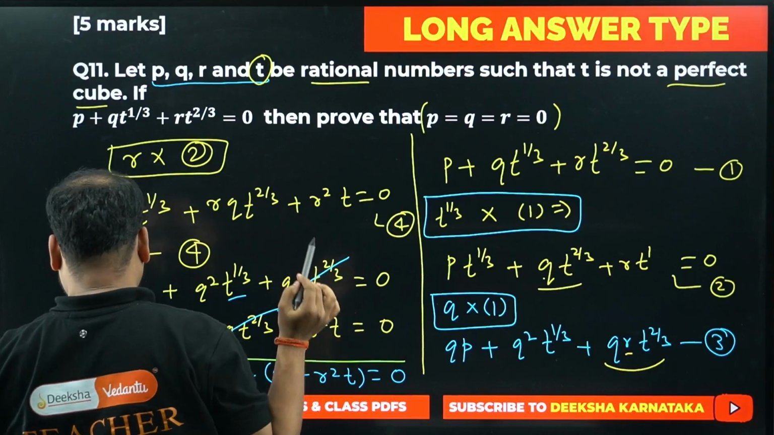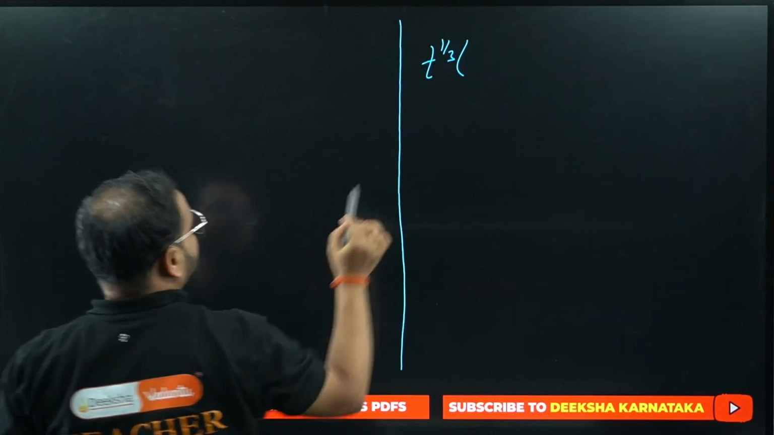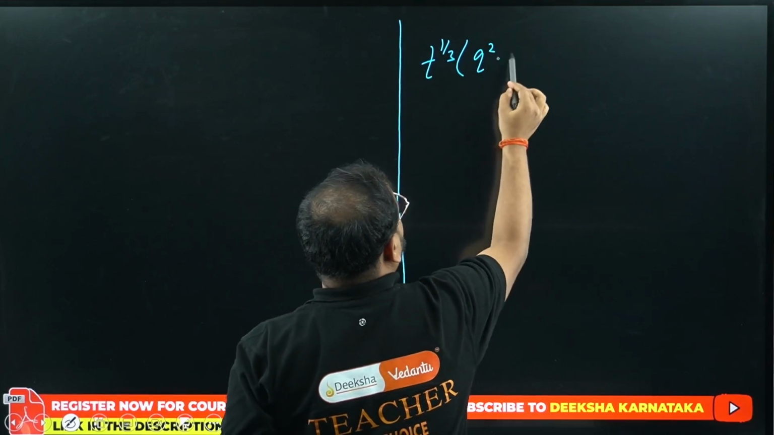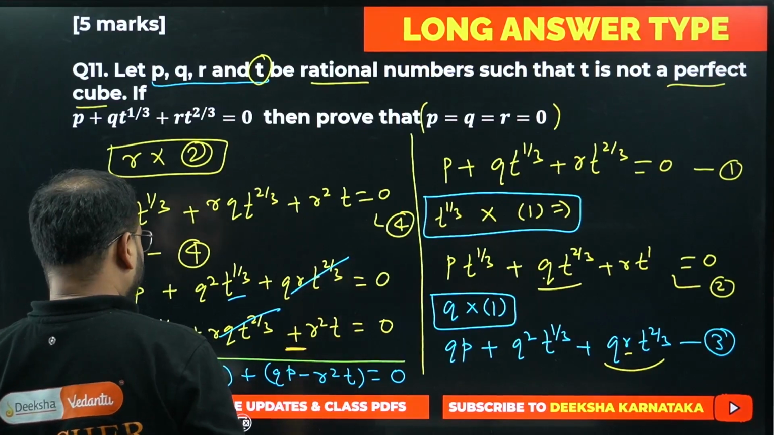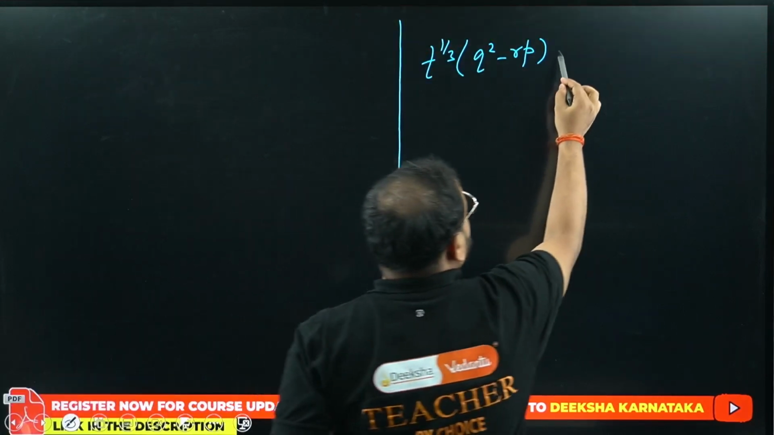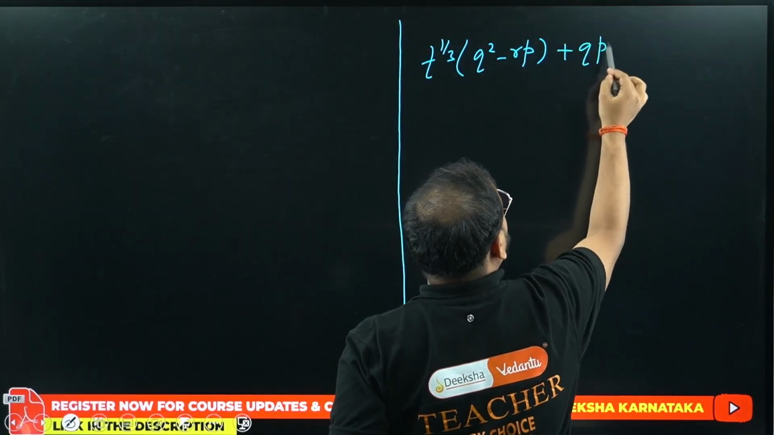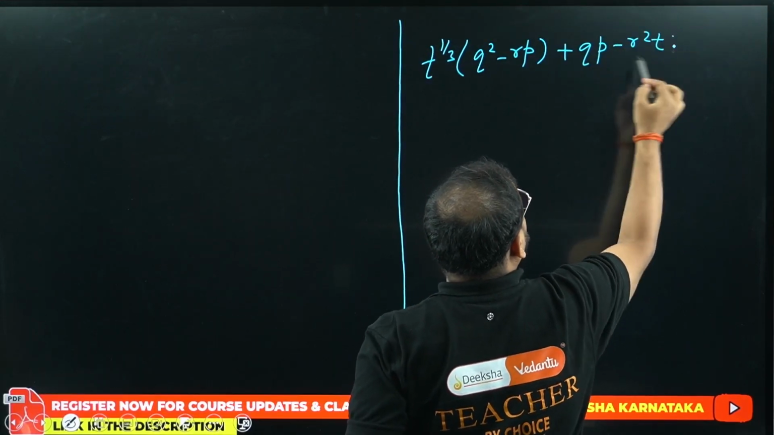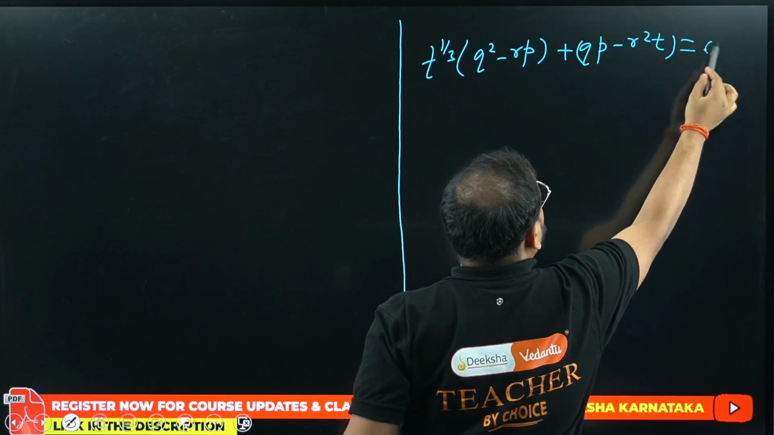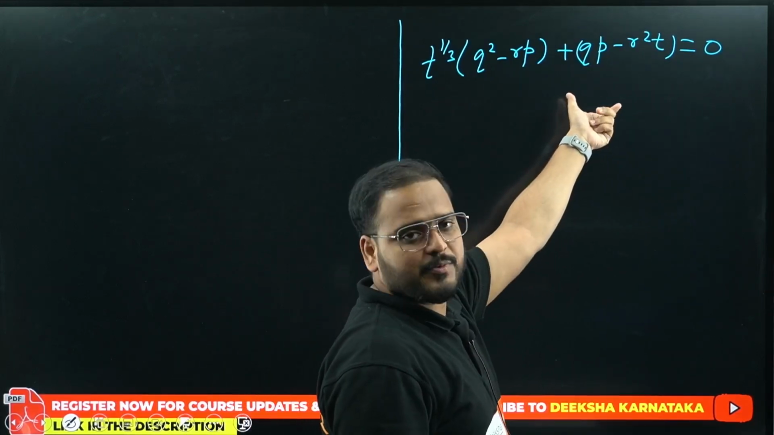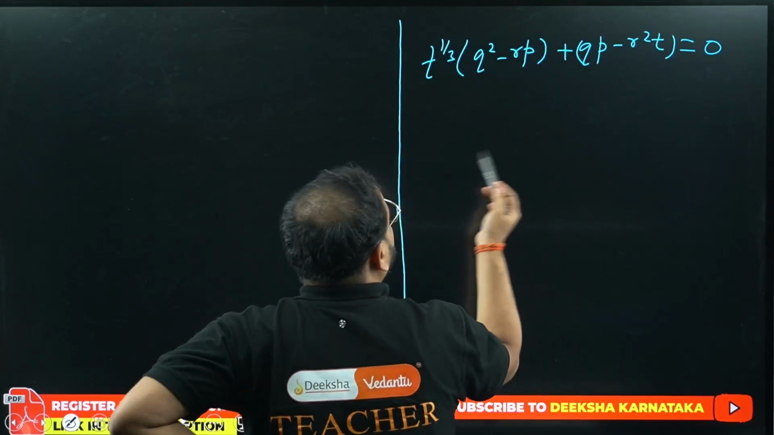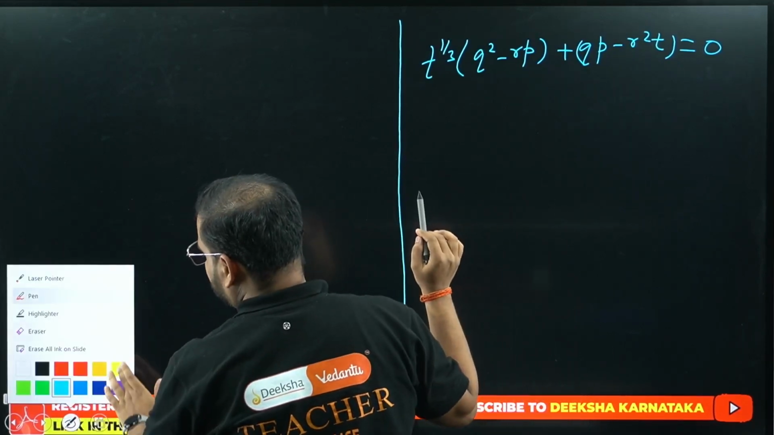How much was that? Q square minus rp. Okay. Plus qp minus r square t. This whole thing is equal to 0. Okay. Means for this number to be 0, both the bracket has to be 0. Okay, so I can take individually like this.